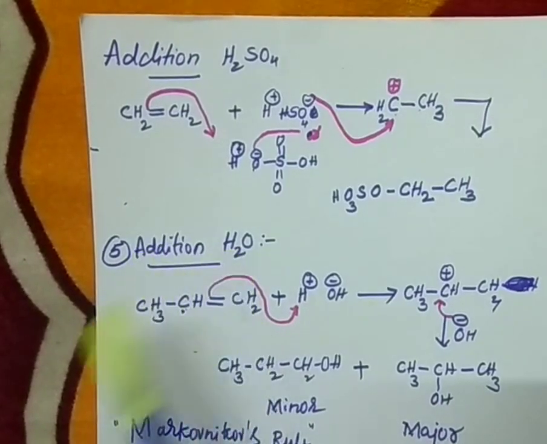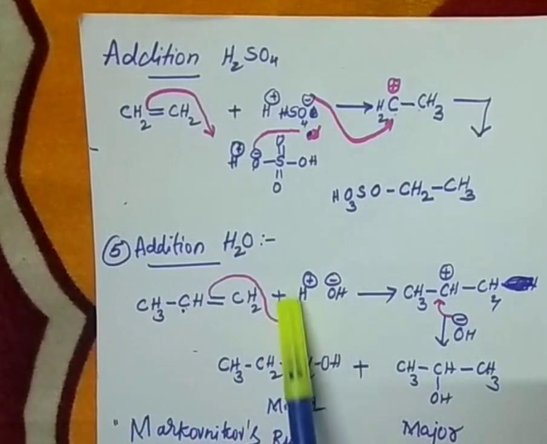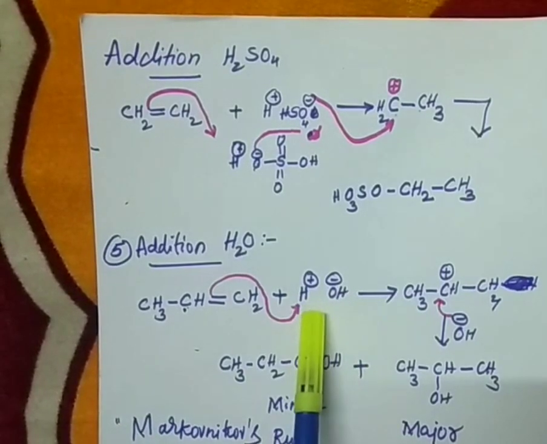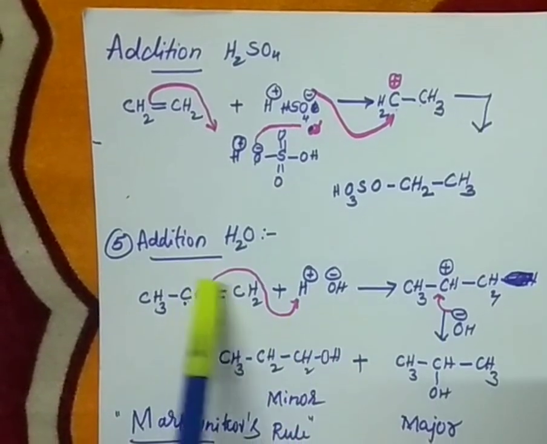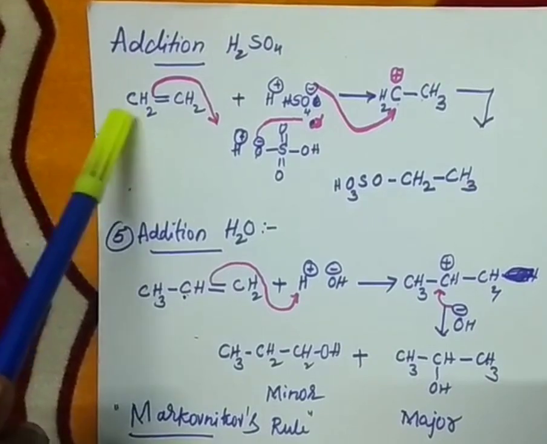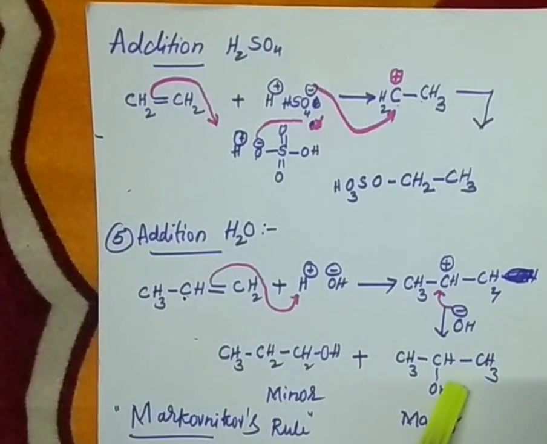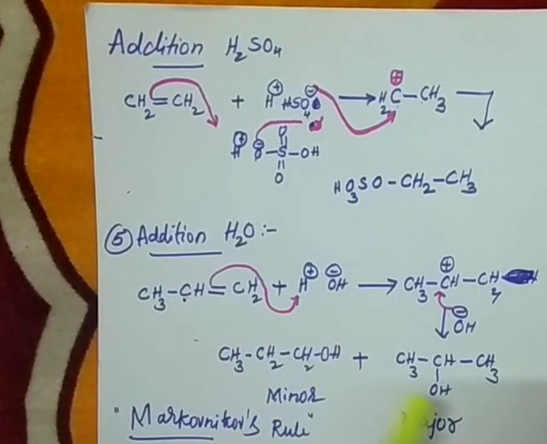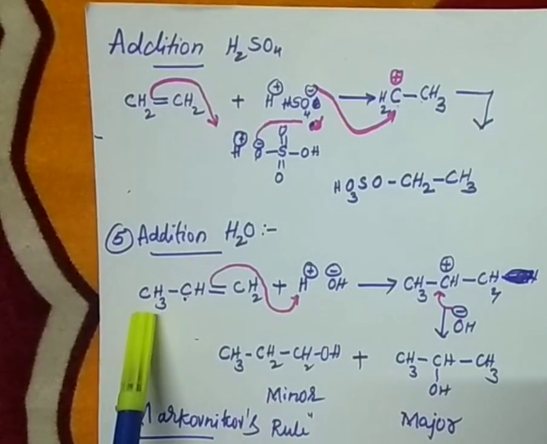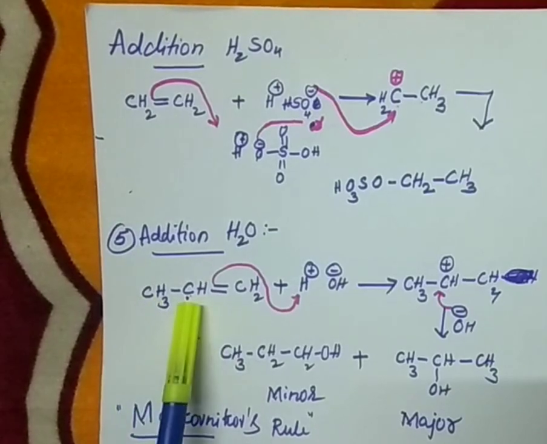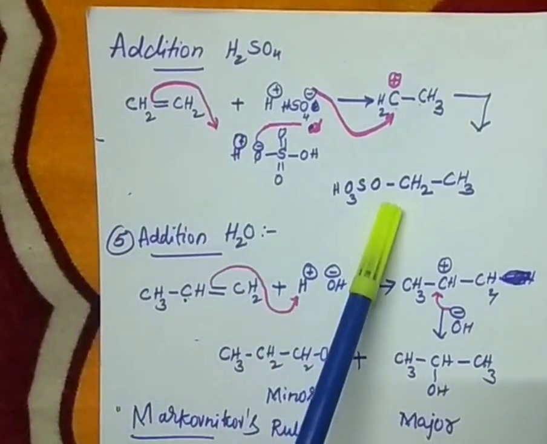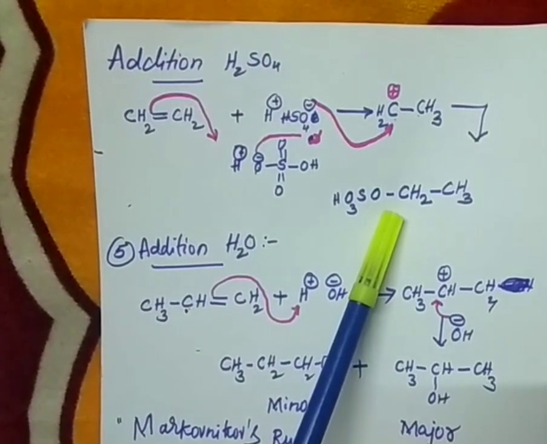Now, addition of water. Again, in water, you have to imagine H plus and OH minus. Again, I didn't write this because it is understood. Directly, you can write the product. Okay, if I had taken the same reactant like this, I would have gotten only one product here like this. But I am taking an unsymmetrical alkene. Same explanation as the previous addition. Unsymmetrical alkenes produce 2 different products. Symmetrical alkenes produce 1 product only.